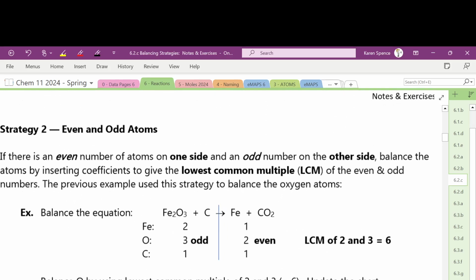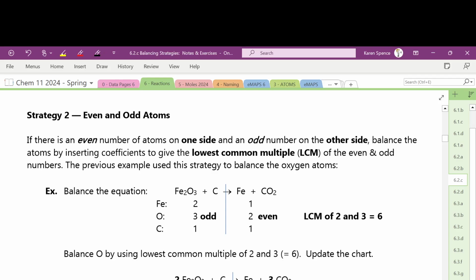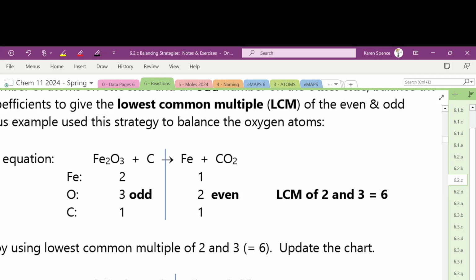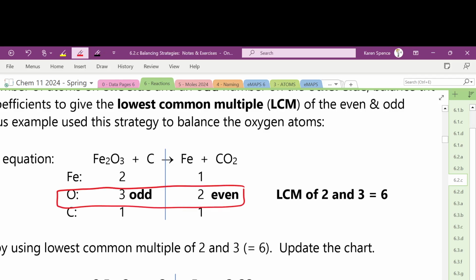Strategy number 2, even and odd atoms. This is basically the LCM rule again. If you have an even number, it doesn't matter if it's 2 and 3 or if it's 5 and 4 or whatever. If you have even and odd, you're going to go for the lowest common multiple. And that is what we just did there. So we had our odd and our even.